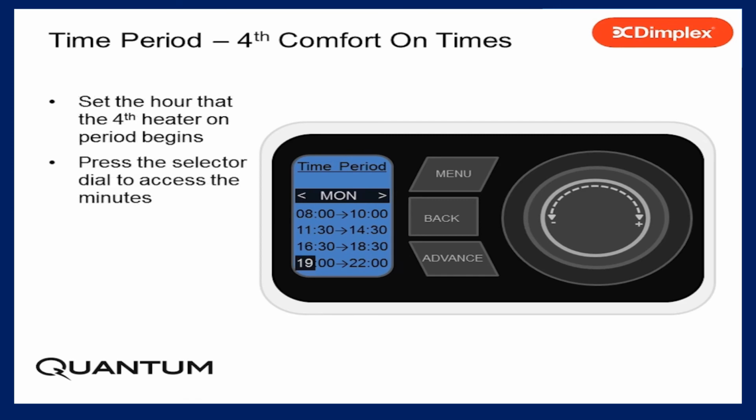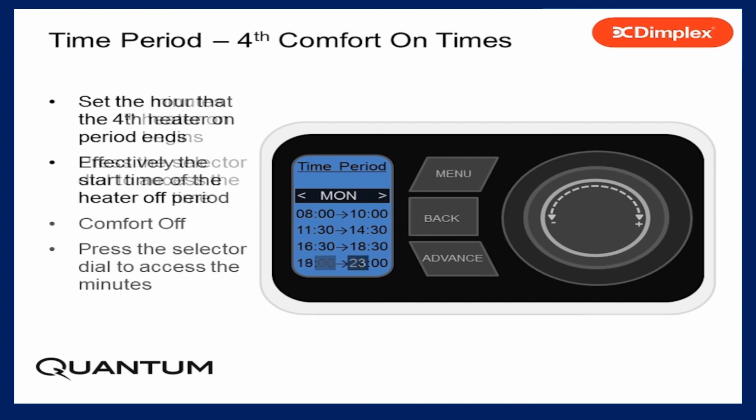Set the hour that the fourth heater on period begins. Press the selector dial then to access the minutes. Set the minutes that the fourth heater on period begins. Press the selector dial to access the heater off time. Set the hour that the fourth heater on period ends. Effectively the start time of the heater off period. Comfort will be off and then press the selector dial to access the minutes.